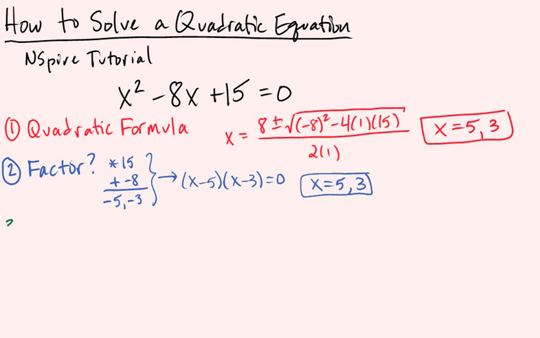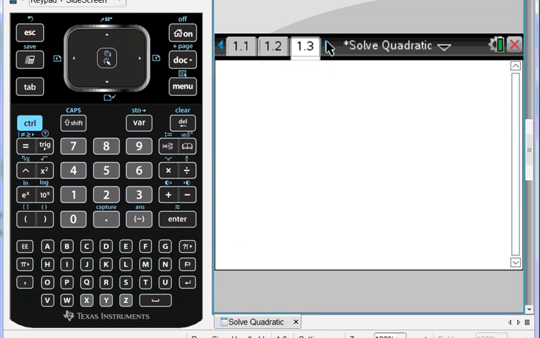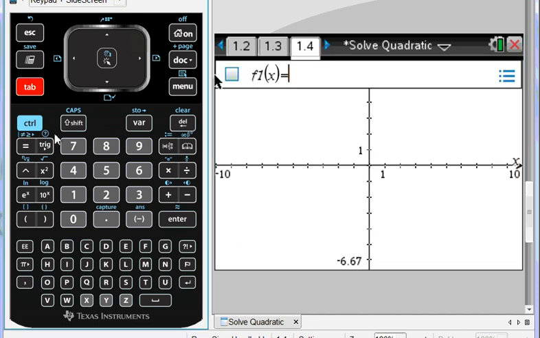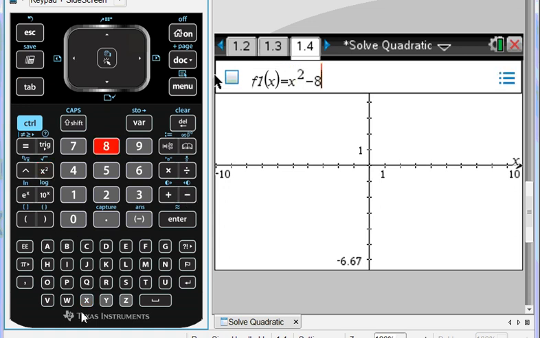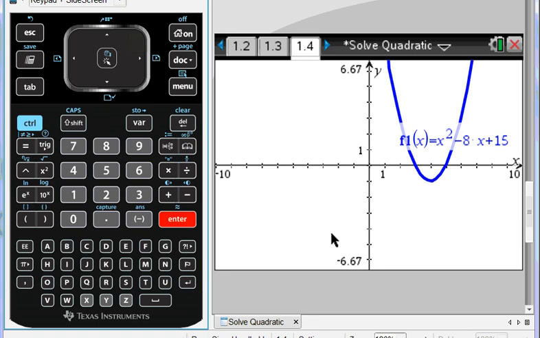The third method is by graphing. And of course, this is where we definitely need the calculator. By graphing, I would look for the x-intercepts. Why am I looking for the x-intercepts? Because those are where the function equals 0. So now I'm going to go to my calculator and go to a graphs page. And so I'm going to graph my expression or function x squared minus 8x plus 15. And hopefully I have a good window. Yes, I do. I want to see those x-intercepts.